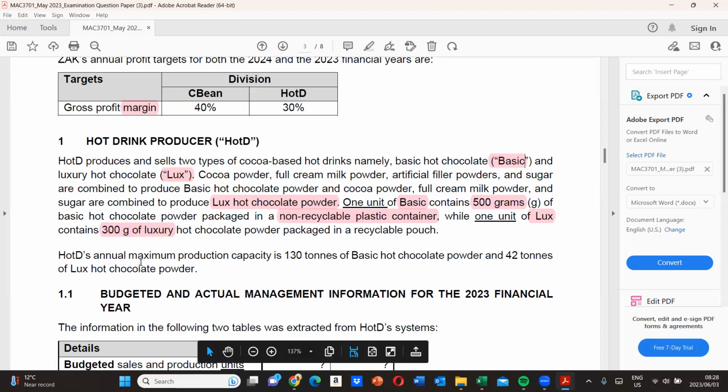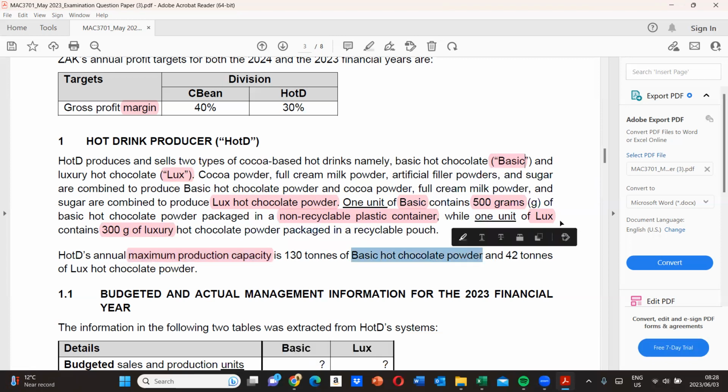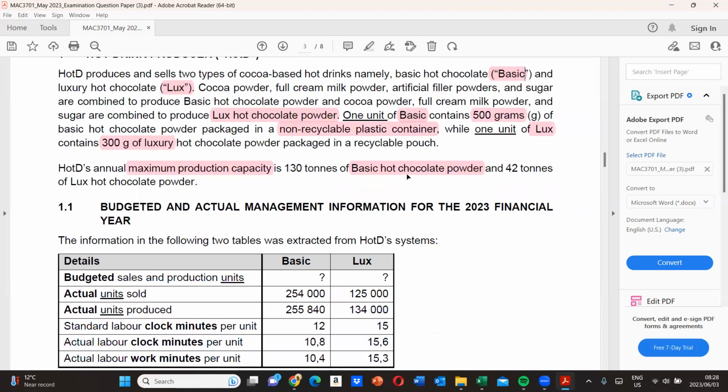Hot D's annual maximum production capacity is 130 tons. Basic hot chocolate powder and 42 tons luxe hot chocolate powder. So in regards to this question, it was important for you guys to understand the conversions. What is the relationship between tons and grams and so forth? We haven't really got into that stage, but it is important that you're able to convert.